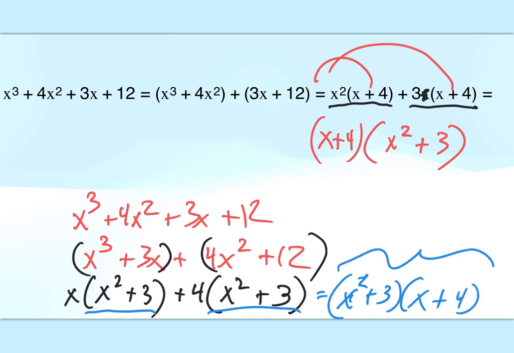Which this and this are the same thing. We just rewrote them in a different order. In multiplication, you can do multiplication in either order. 4 times 3, 3 times 4, it's always going to be 12. A times B, B times A, it's always going to be the same thing. X plus 4 times x squared plus 3, or x squared plus 3 times x plus 4, it's the same thing. And that's the basic idea of factoring by grouping.